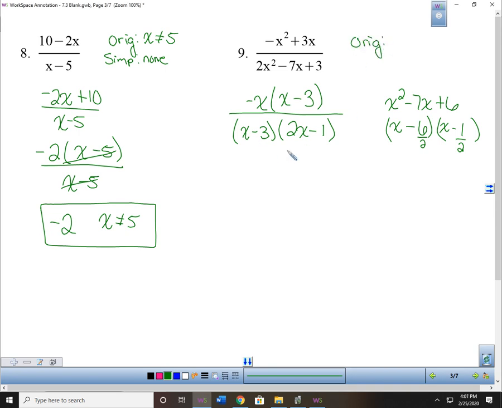So for my original expression, I would set both of these equal to 0. So x cannot be positive 3 because 3 minus 3 is 0. And x cannot be a positive 1/2 because I would add the 1, divide by 2. So I'm going to simplify that. And I can cancel out the x minus 3. So that leaves me with negative x over 2x minus 1. So the only factor left in the bottom is 2x minus 1, so x cannot be 1/2. Since that's already a restriction in your original, then you only need to restrict the 3.